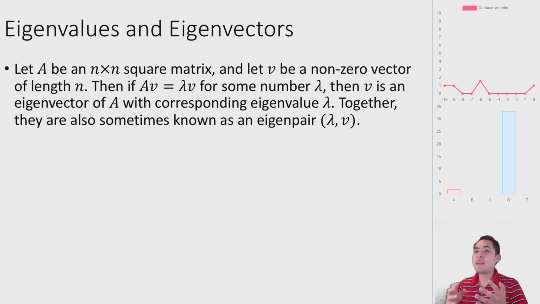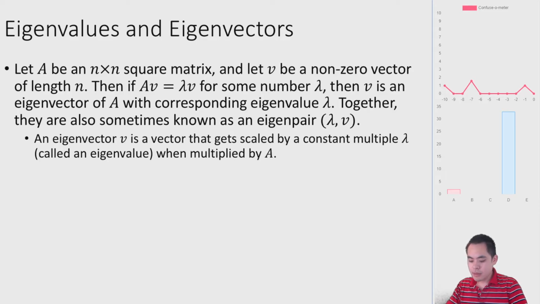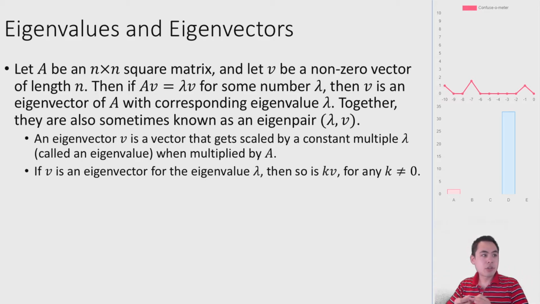If Av is equal to lambda v, for some number lambda, then v is an eigenvector of A with corresponding eigenvalue lambda. Together, you sometimes call these an eigenpair, lambda and v. In slightly less formal words, an eigenvector v is a vector that gets scaled by a constant multiple lambda when multiplied by A. And note that if v is an eigenvector for the eigenvalue lambda, then so is kv for any k not equal to 0.